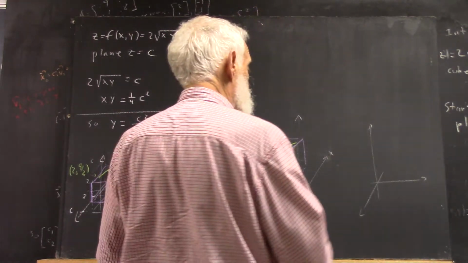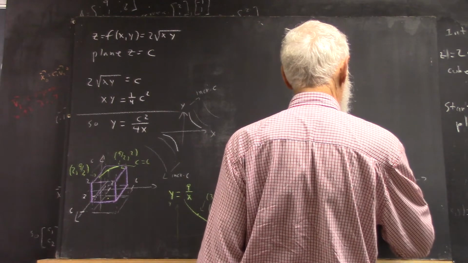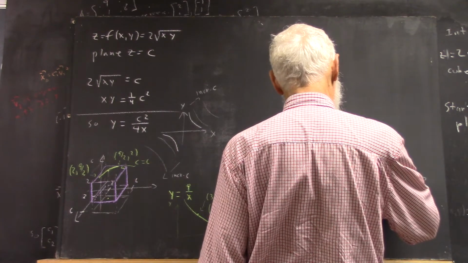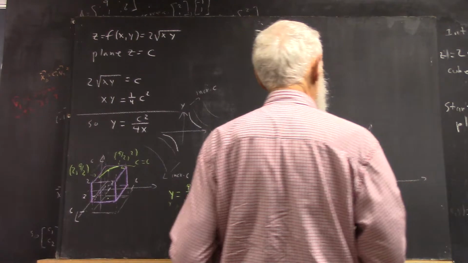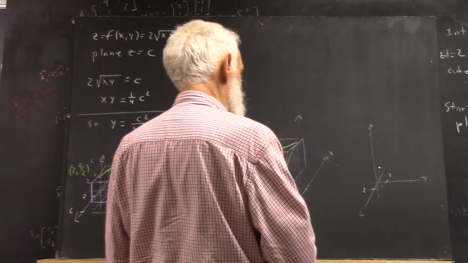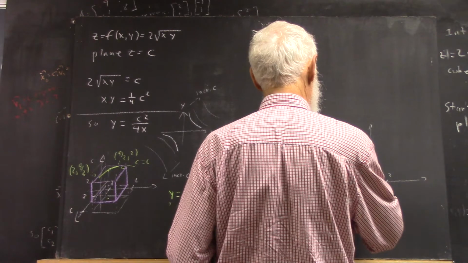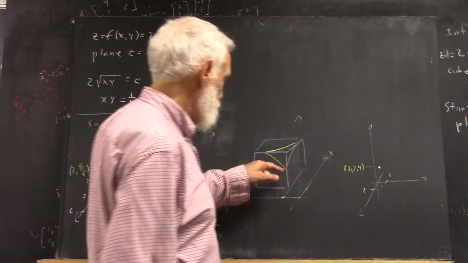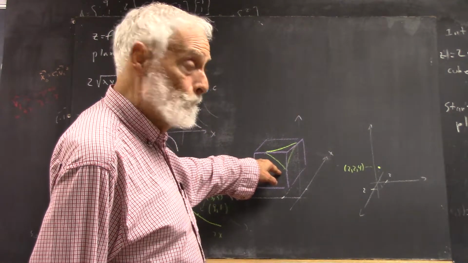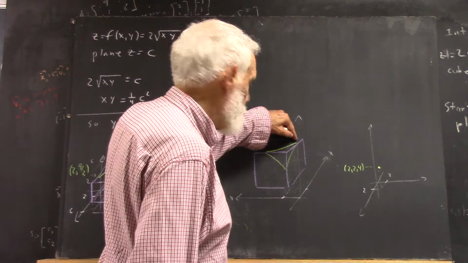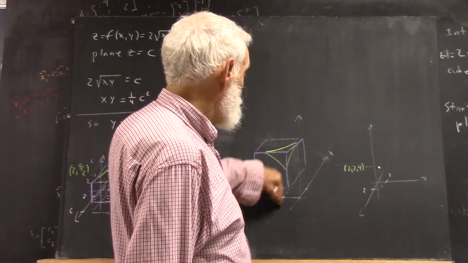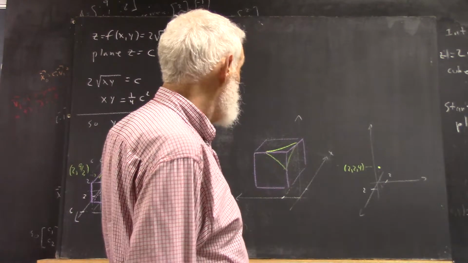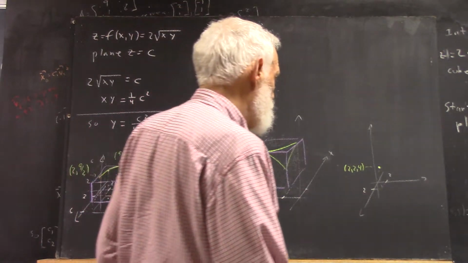Okay? So what we have is we have 2 here and 2 here. And we come up this far to the point 2, 2, 4. That's this point here. Okay? And then we come back to the point, what is it? X is 2, y is 9/2, z is 6, right? Yes. Okay? So 2, 9/2, 6.